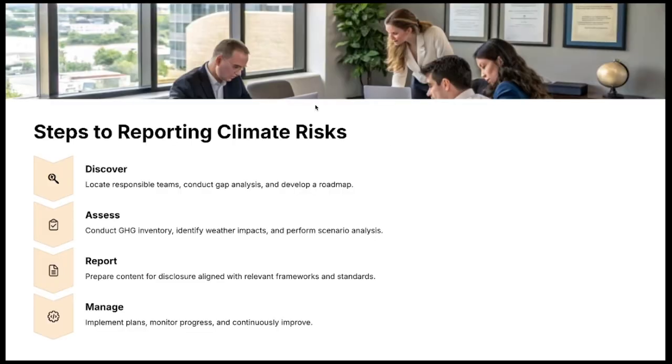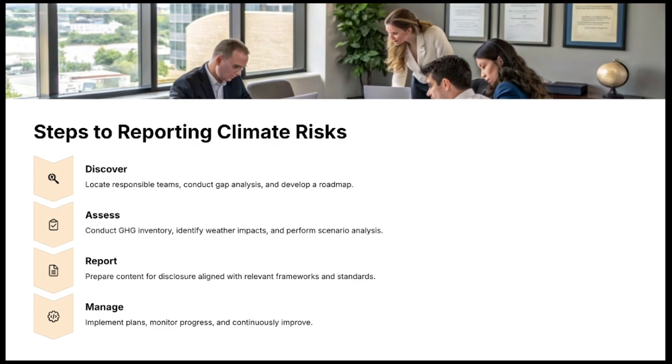So to report climate risk effectively, it requires a structured approach, and there are 4 key steps to do that. Step 1 is discover. You need to begin by identifying the teams responsible for climate-related data and risk management. You need to conduct a gap analysis to understand what's already in place and where improvements are needed. From there, you can develop a clear roadmap.